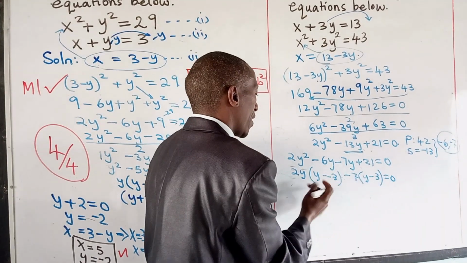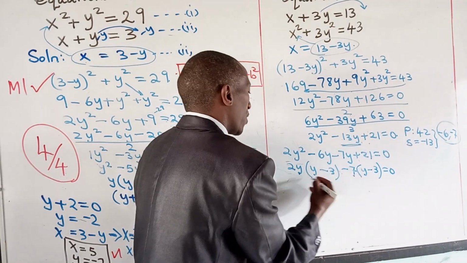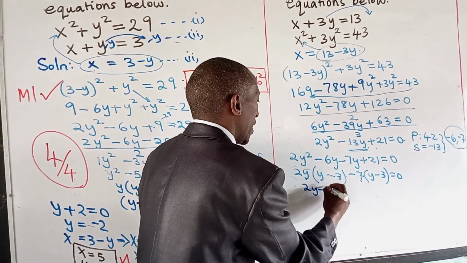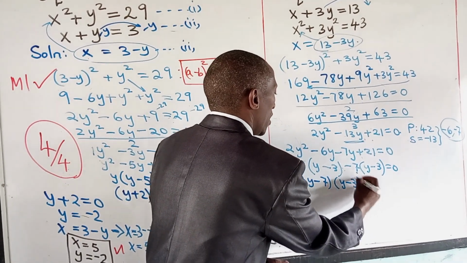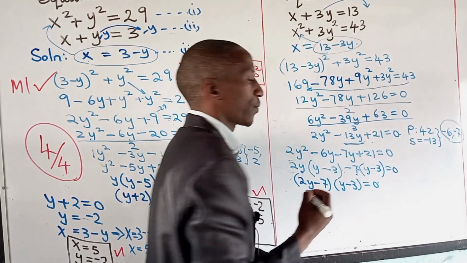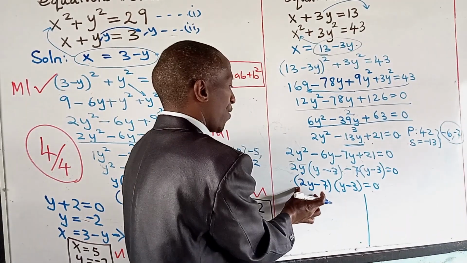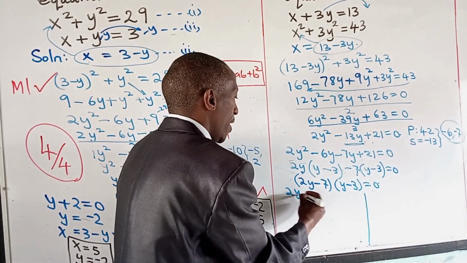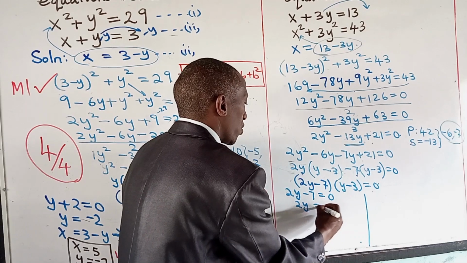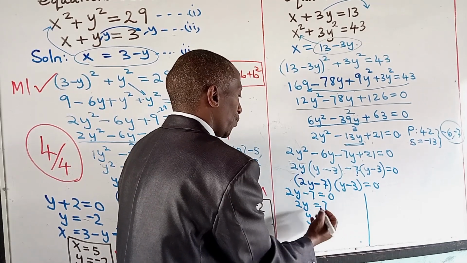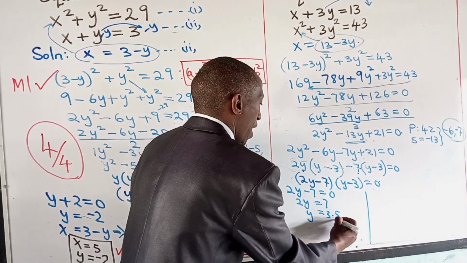So we put like terms together. We do the combining of the factors. This and this comes together as 2y minus 7 into y minus 3 is equal to 0. So at this point, we take the factors. I take on the first one, whereby I say 2y minus 7 is equal to 0, and that means 2y is equal to 7. Y is, we divide this by 2, and we get 3.5.